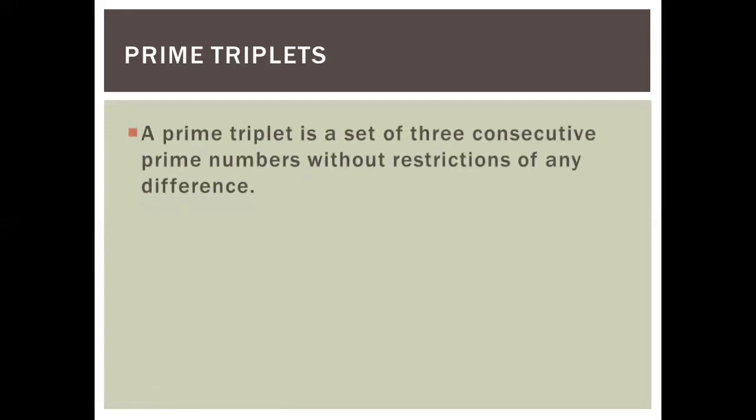There is a third concept, prime triplets. We have learned about co-prime, twin prime, and prime triplets. Prime triplets is a set of 3 consecutive prime numbers. Again, we are taking prime numbers into consideration. We are not taking composite numbers. So it is a set of 3 consecutive prime numbers without restriction of any differences.